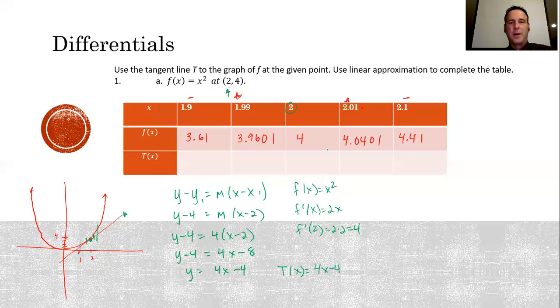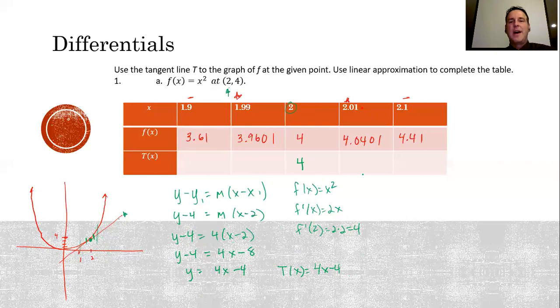Okay, and what am I going to do? Well, I'm going to plug in each of these 5 values in for x. So 4 times 2 is 8, minus 4 is 4. So that gave me actually the same thing as it should, because the parabola of x squared and the tangent line share this point 2, 4. That's how we created this equation.